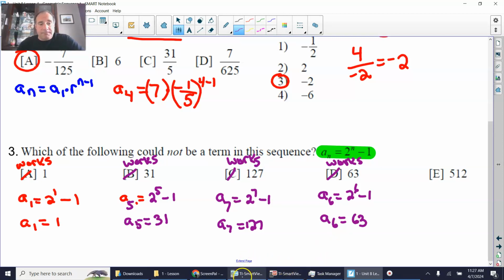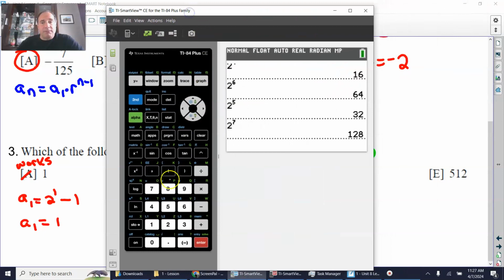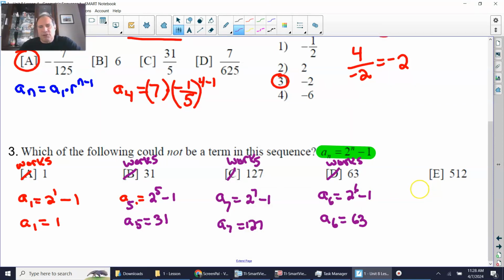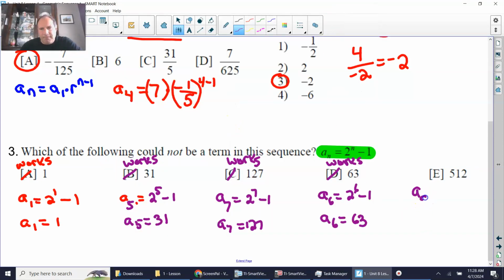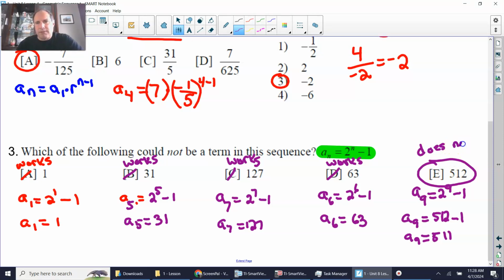Let's see if 512 works. There's only one number left, but you never know. 2 to the 8th power is 256. No, 2 to the 9th power is 512. So a sub 9 equals 2 to the 9th minus 1, which is 512 minus 1, or 511. So a sub 9 is 511. This one does not work. So that's your answer.